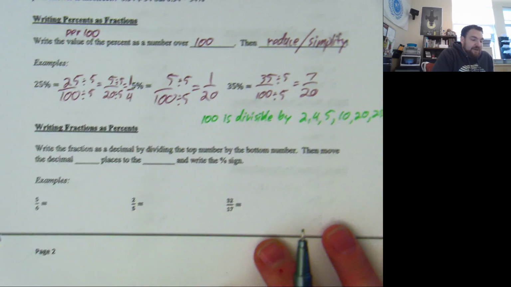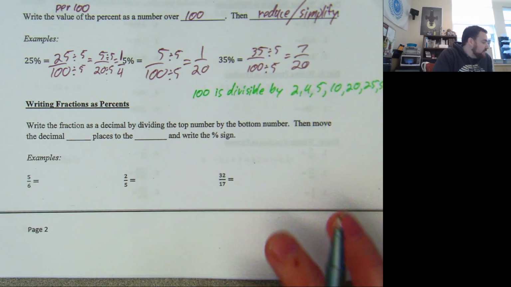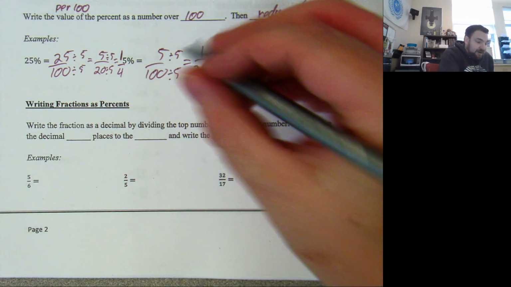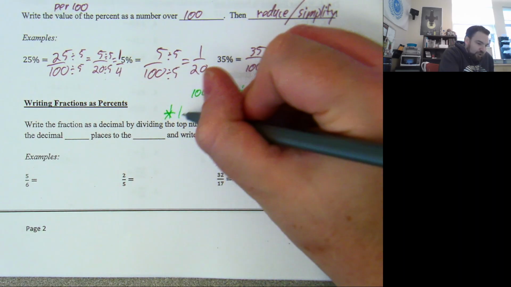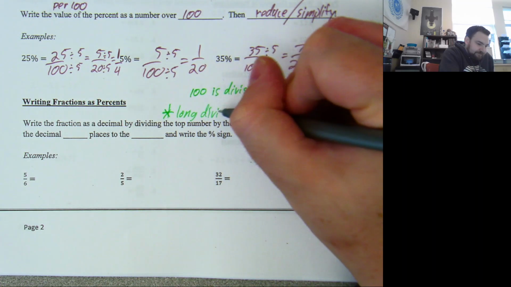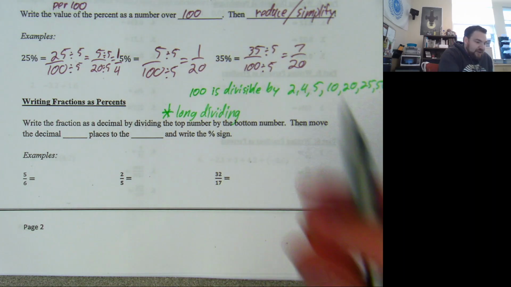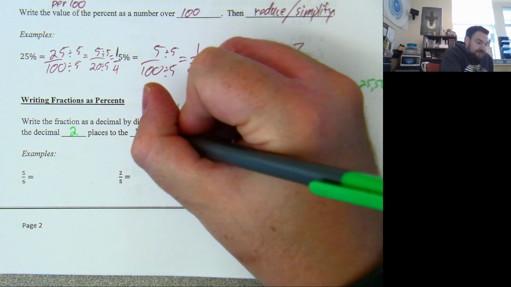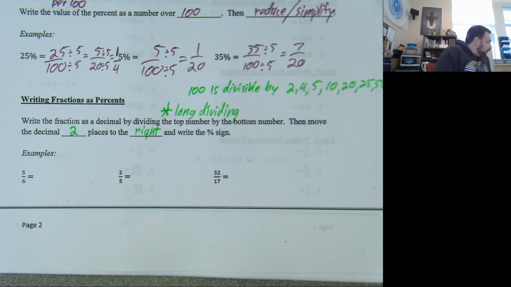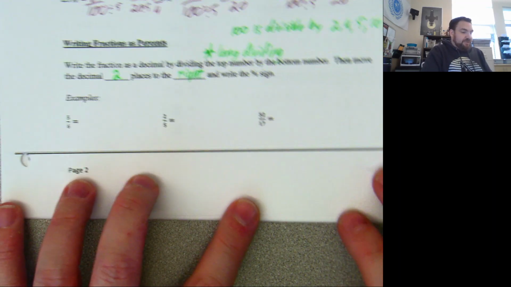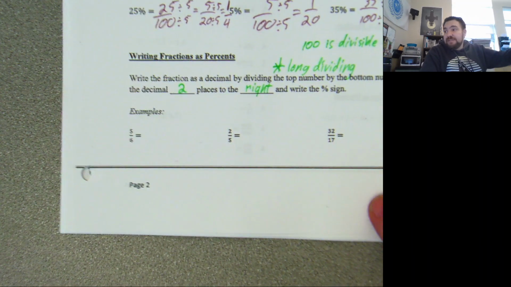And last but not least, writing fractions as percentages. This part sucks. Write the fraction as a decimal by dividing the top number by the bottom number. Yeesh. Here we're long dividing. And then you move the decimal 2 places to the right and add your percent sign. I'll do one of these as an example. Actually, I'll do 2 of them as an example. I'll zoom in so it's easier to see.